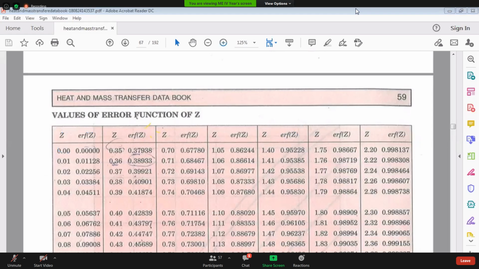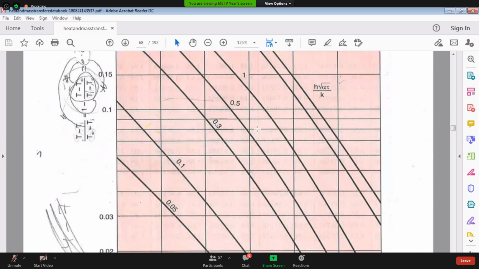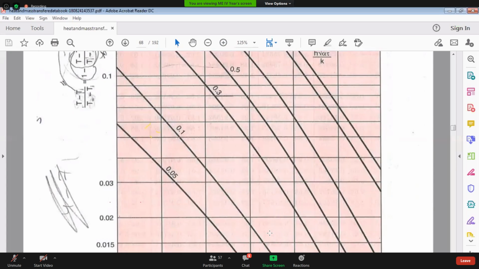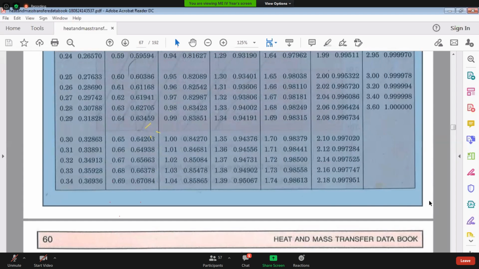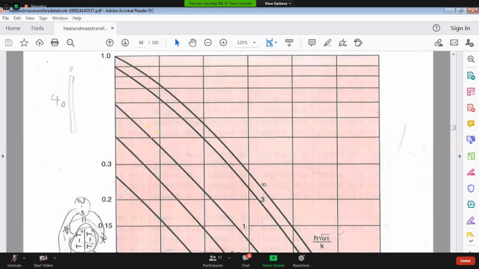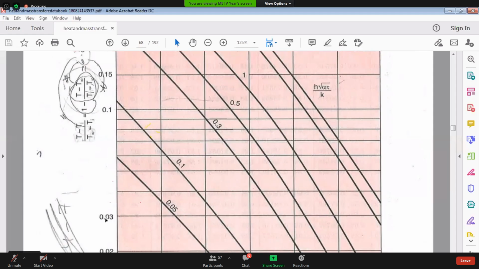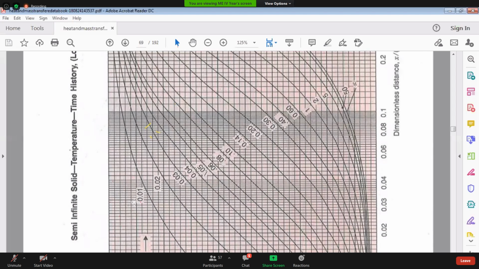Next, we can do it with the help of the chart also, if you are familiar, but the easiest one is the tables, because you will get the direct values. If the table is provided, you can get the direct values. In the graph, the scale is from 0.3 to 0.1, and in between, if you put a scale, you may not get the accurate value. That's the reason, if the table is available, use the table. This is about the semi-infinite solid.